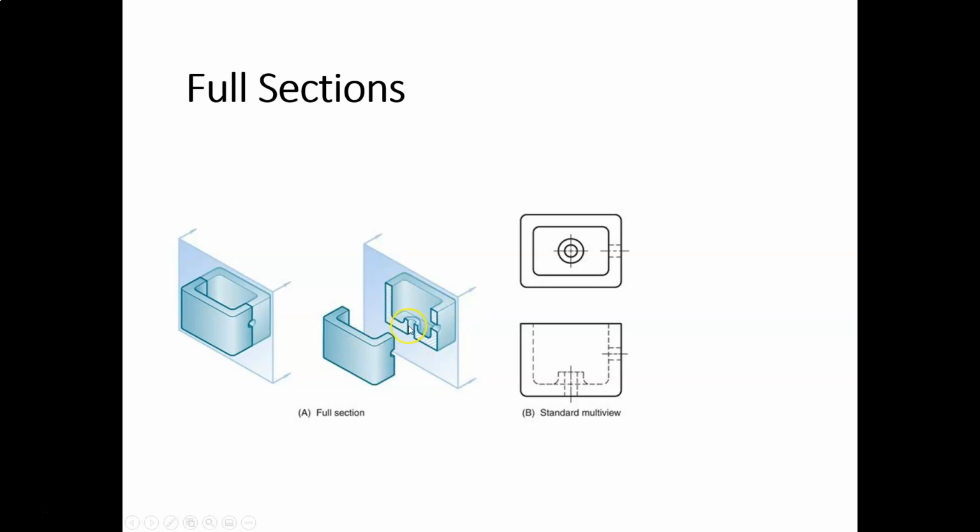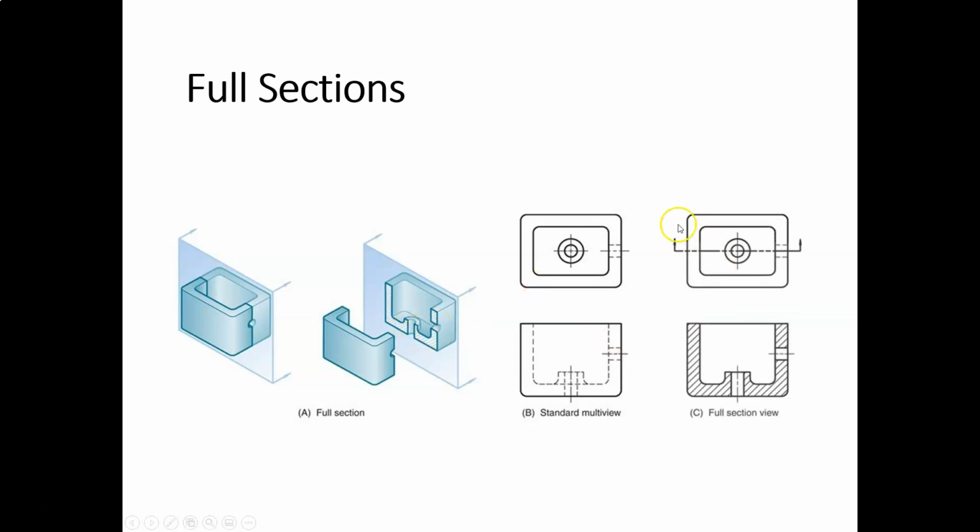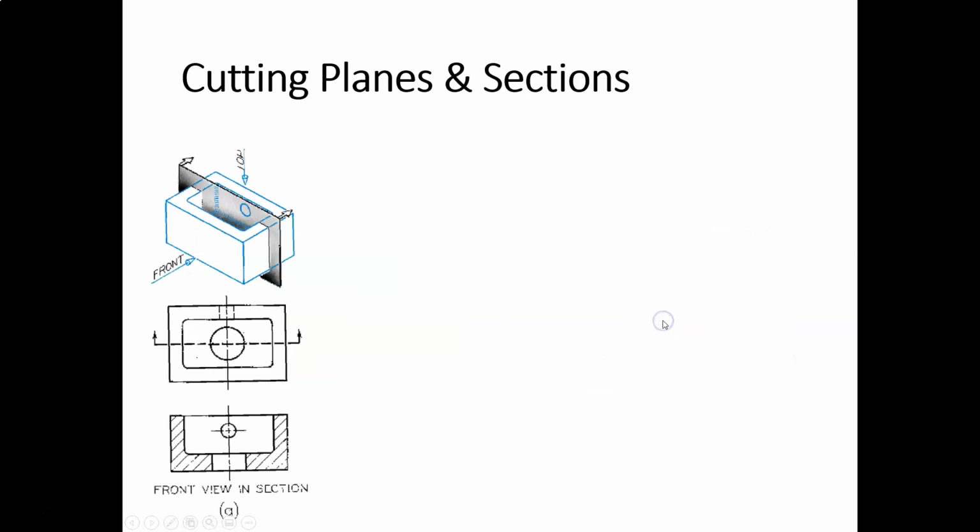Notice where we're cutting through material here. We don't cut through the holes, right? And that's going to generate this for our section view, and our top view is changed by adding a cutting plane line. Okay. All right, let's look at some more examples.